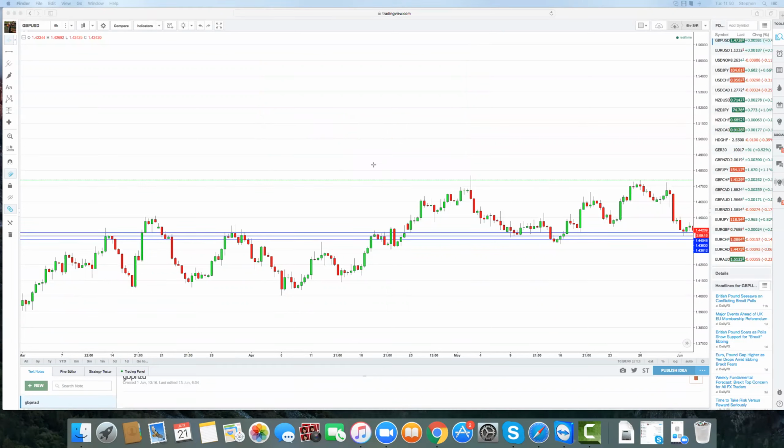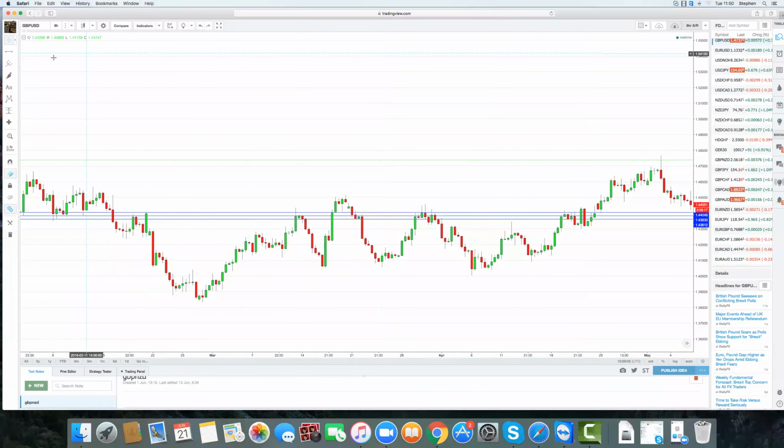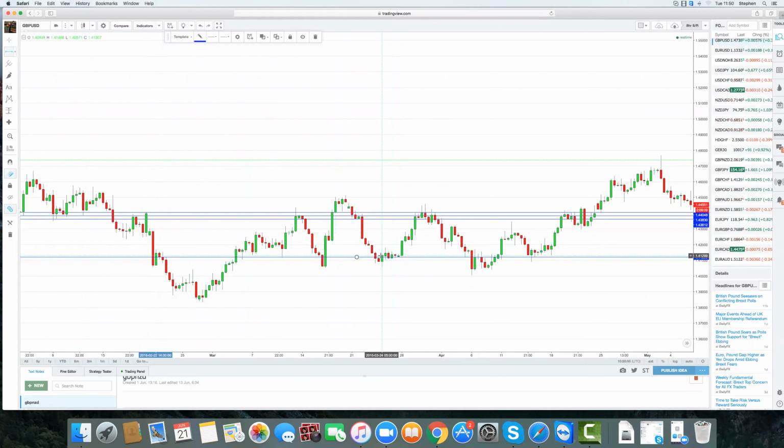So I'm just going to put a few extra lines on this screen. Just provisionally pencil them in really quickly for you guys. So around there, I can see price turning. The price has turned there. It's turned there. So I'm just going to pretty much ghost in a zone either side, just to try and capture as much price as possible.